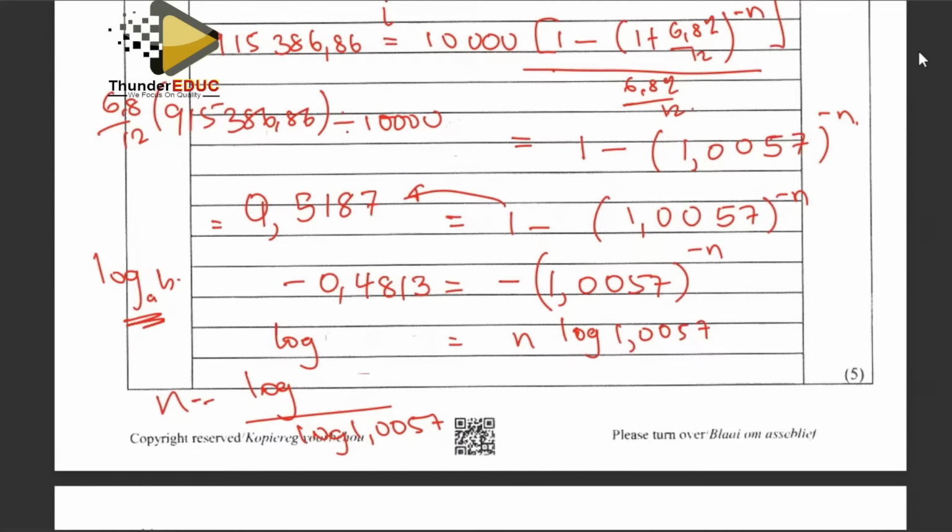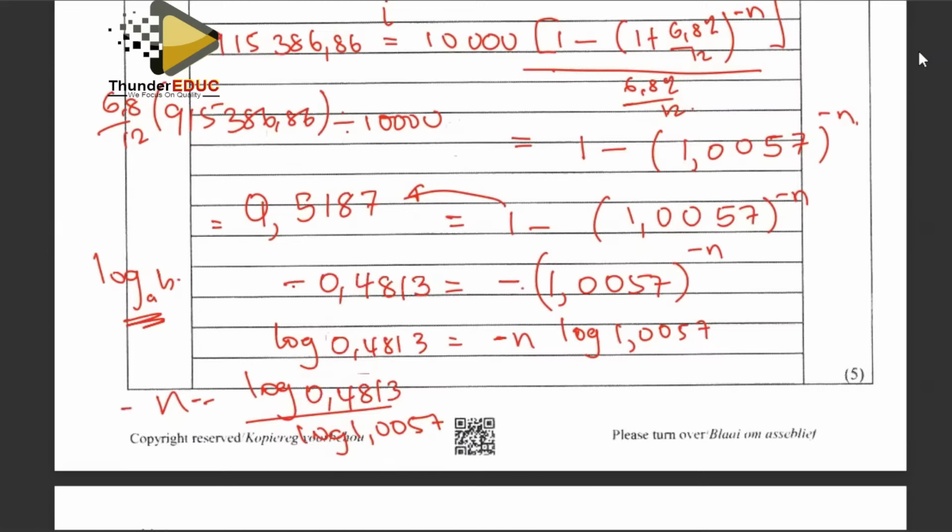So meaning that this negative and a negative will become a positive, and then this becomes a negative 0.4813. Let's try that and we see what n value. We must get a positive n, guys. We can't end up with a negative answer. So 0.4813, we're dividing it by the log of 1.0057. All right, I think it gives me something positive.